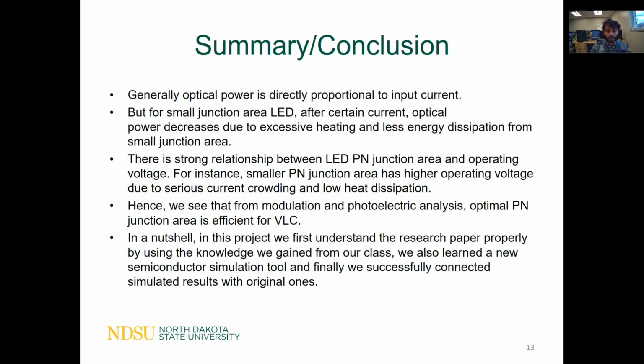To conclude our project in a nutshell, in this project, we first understood the paper properly. We used the knowledge that we have learned from the class. We did calculations, and we also learned simulation, and we simulated some of our results, which were in compliance with the findings from the paper.